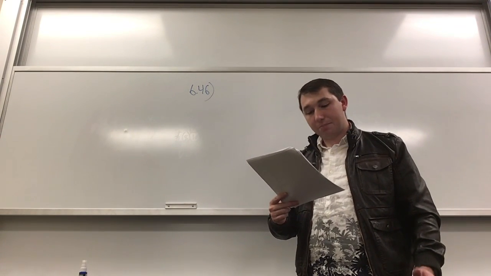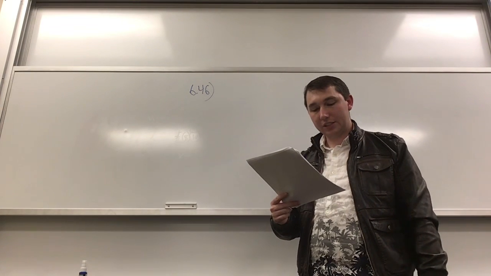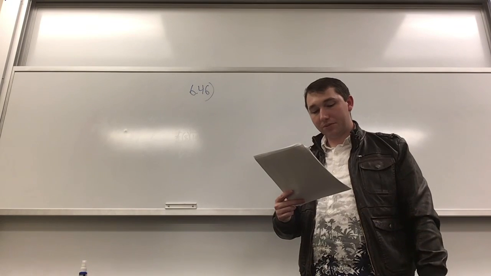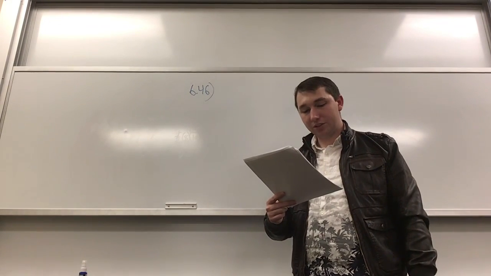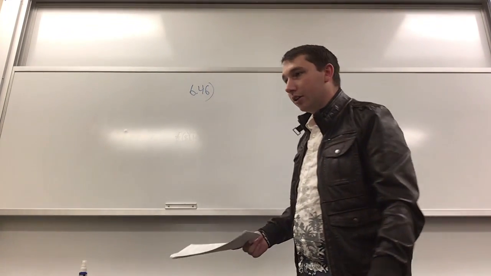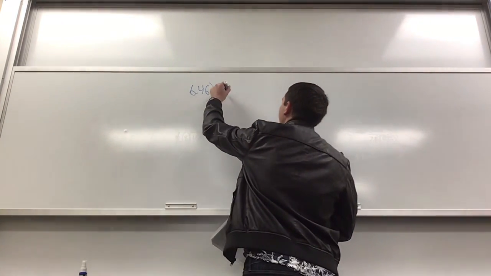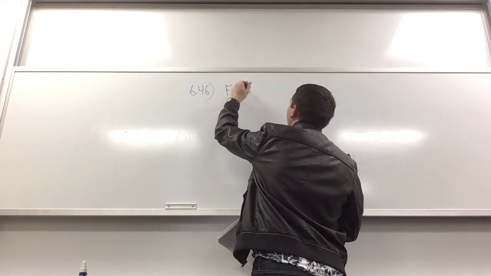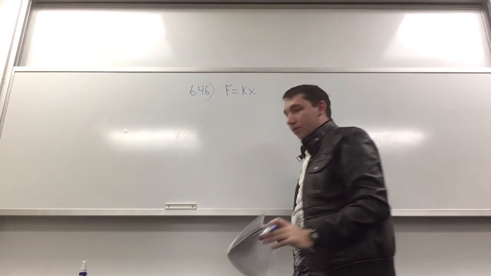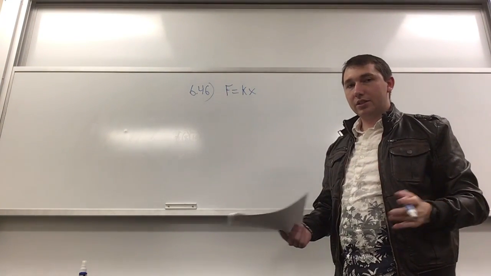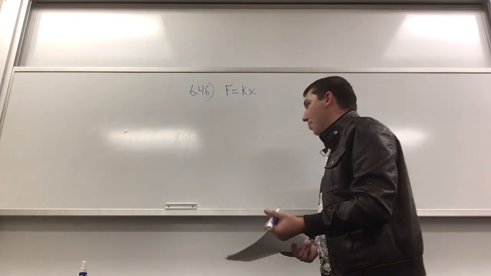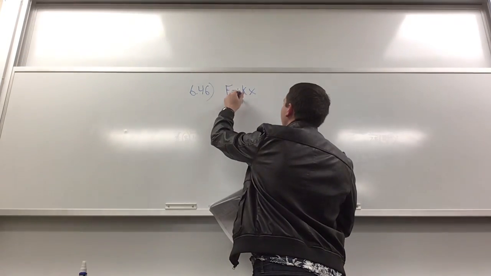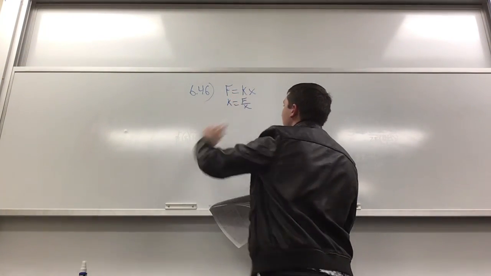And part B, if you cut the spring into 3 equal segments instead, what is the force constant of each one in terms of K? So, to start off, we know that the force of a spring is equal to the spring constant times the distance of the spring. So, we know that the constant is equal to the force divided by the distance.